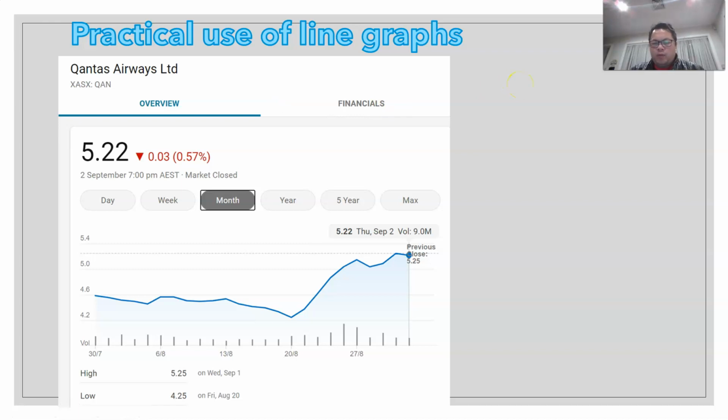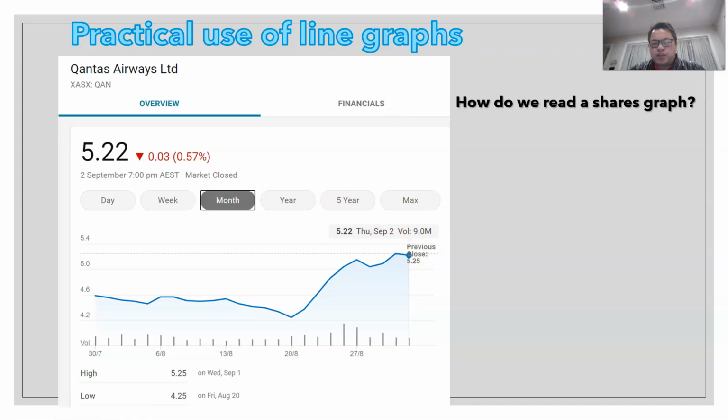One of the very common tools that we use for shares monitoring is the line graph. So I have copied this shares graph of Qantas. I'm sure most of us know this big company, the Qantas Airline. Over the month from the 30th of July until the closure, which is the 2nd of September, I'm just using this as an illustration.